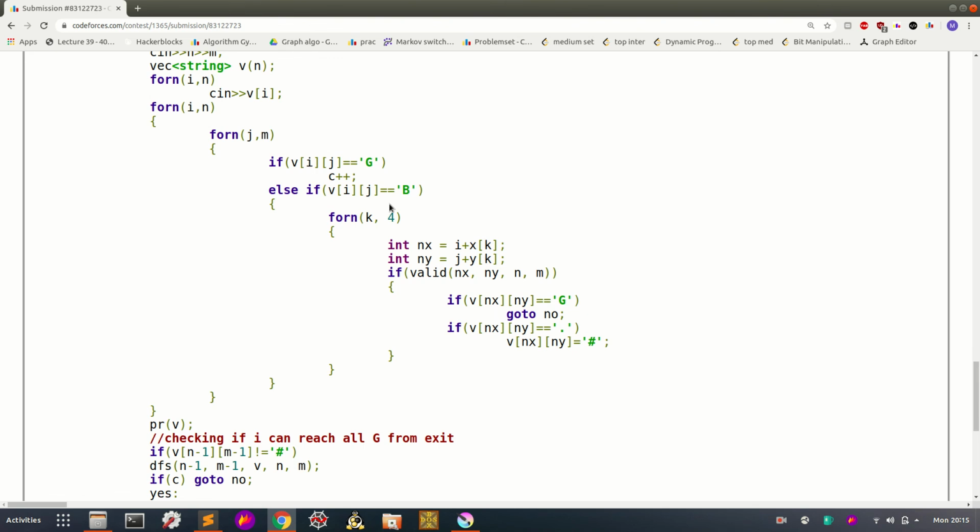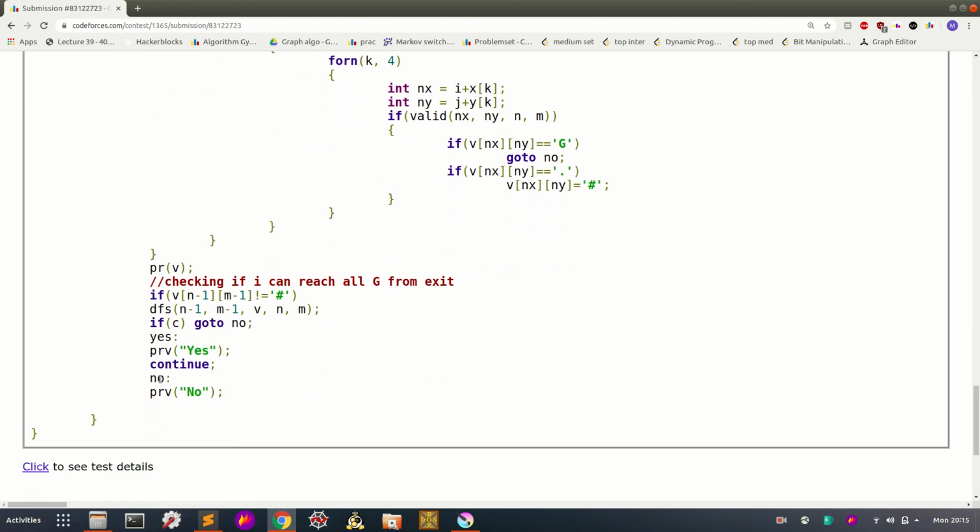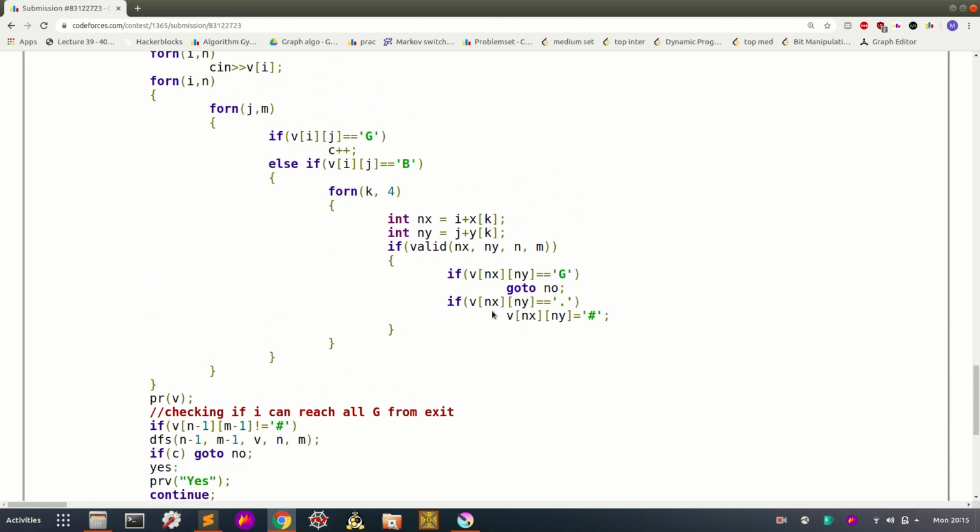and then we are going to place obstacles around the neighboring cells of B. If anywhere we find that a neighboring cell is G, then we go to no directly. The no condition is this. And if you see an empty cell or a pound symbol, we can just replace it with pound. And if the neighboring cell is bad, then we don't have to do anything, because that will eventually get stuck after we traverse that particular cell's neighboring cells.